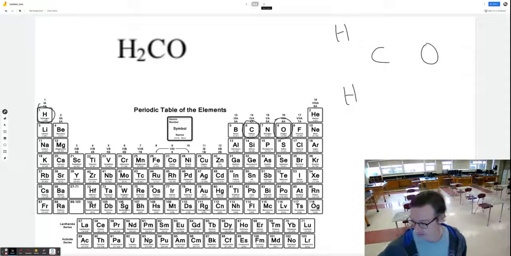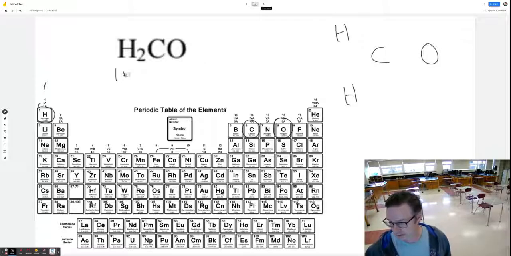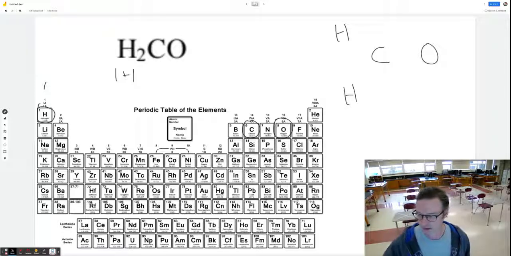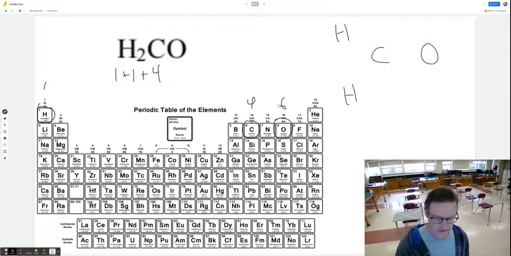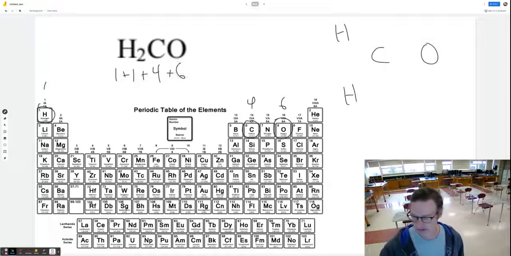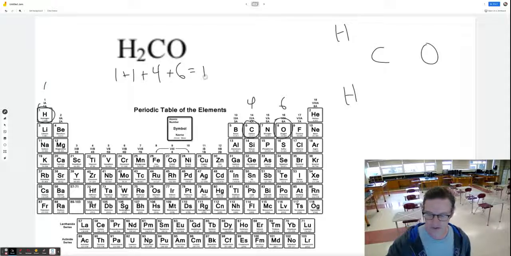Valence electrons. Hydrogen has 1. The subscript means there's 2 of them. So 1 plus 1, not 1 times 2. Plus the carbon has 4. It's in group 14. Oxygen has 6 because it's in group 16. Add that all up. It gives me 12.